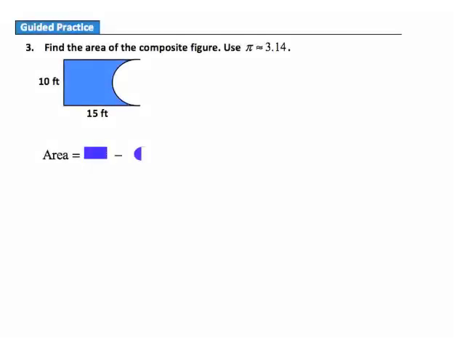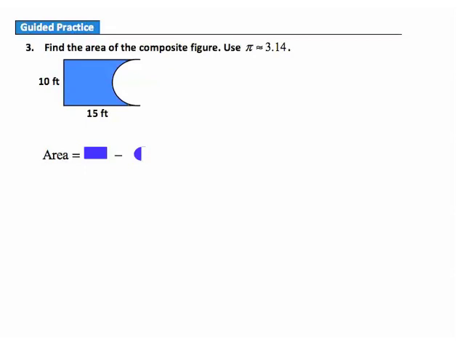Now it's time to check your understanding for finding the area of a composite figure. Pause your video player and answer this guided practice question. When you're done, hit play to see how you did. Question 3. Find the area of the composite figure. Use pi equal to 3.14.